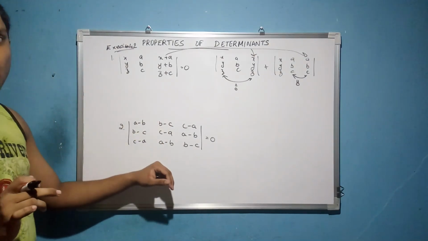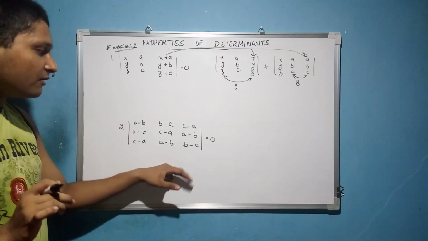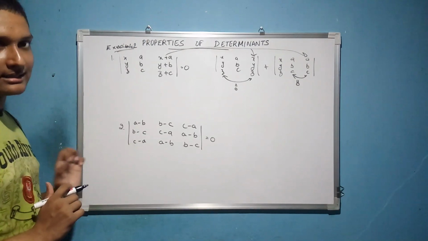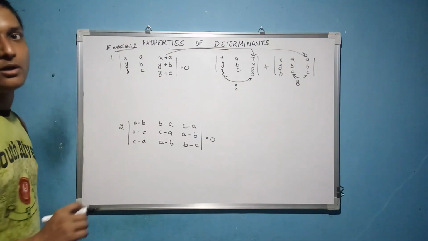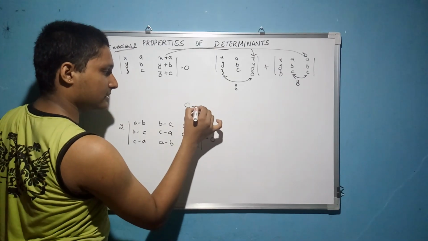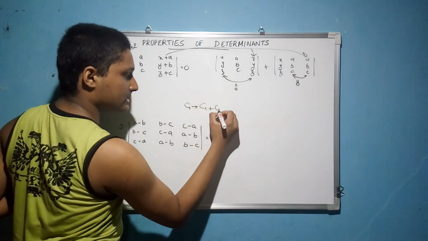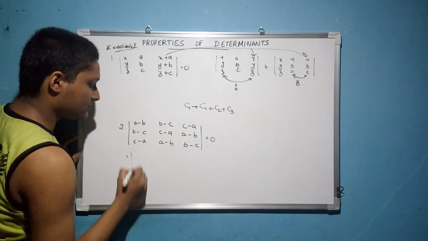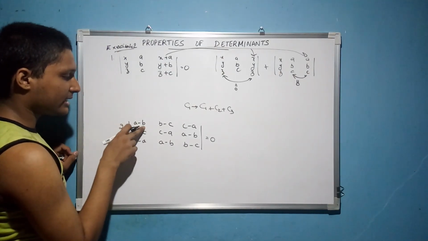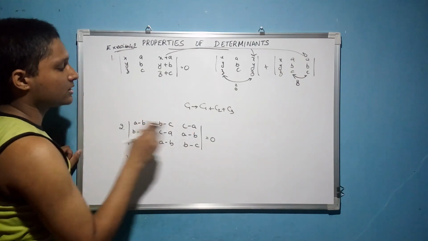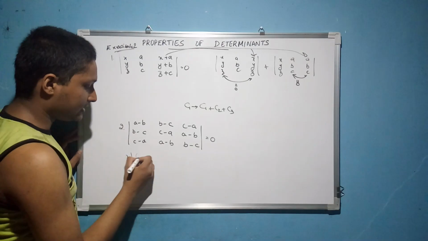So what will be the property I will use here for proving that it is equal to 0? Just by seeing it, I feel that I need to add all the rows or all the columns. So maybe I'll add all the columns. C1 becomes C1 plus C2 plus C3. If I add all the columns, this determinant becomes A minus B plus B minus C plus C minus A. So all get cancelled, we get 0.